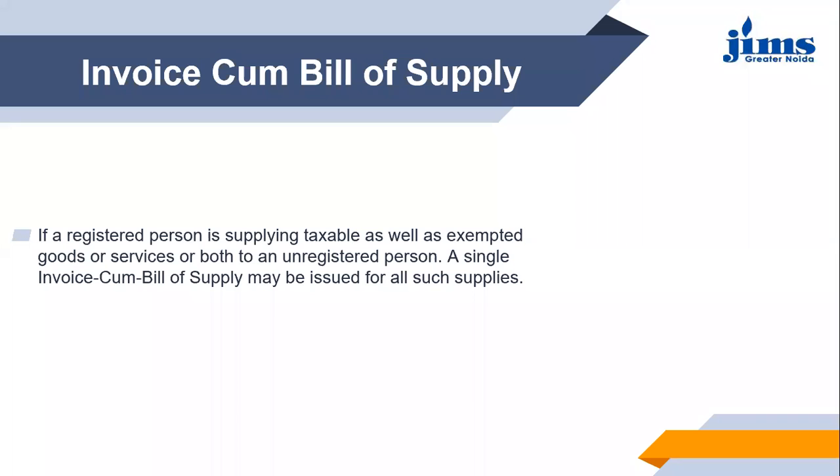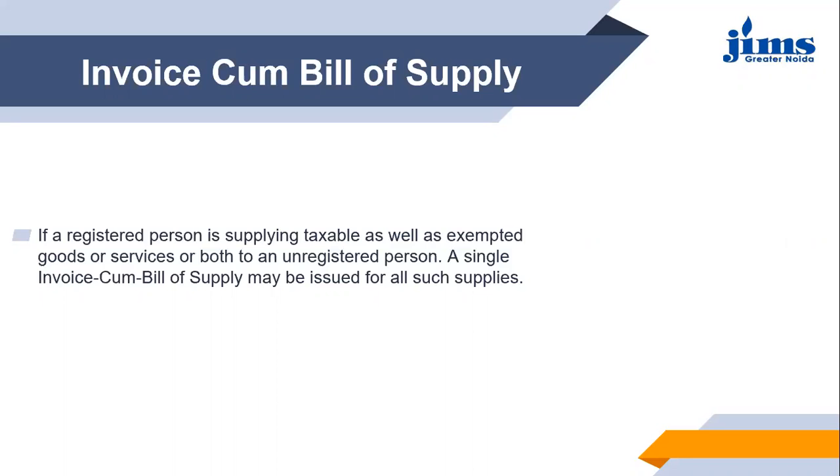So three types of documents can be issued by the registered person if goods or services are being supplied under GST. To have a brief revision, one is the tax invoice, issued by the registered person where there are taxable supplies on which taxes are to be charged. Then we issue the bill of supply, in the situation where the registered person is supplying goods or services which are exempted, or is paying taxes under the composition scheme.